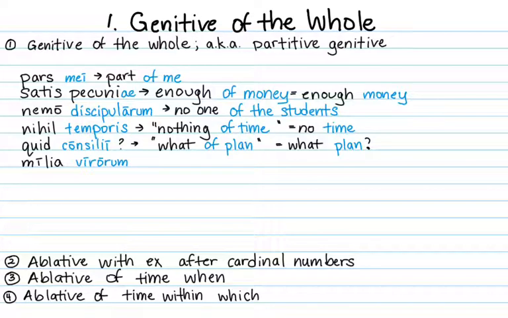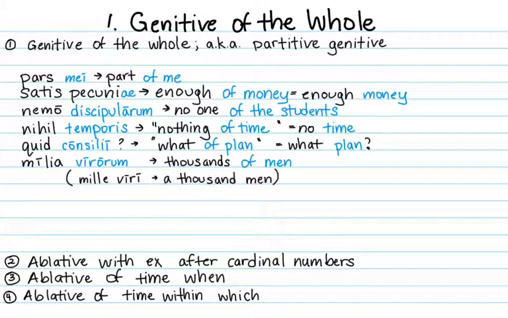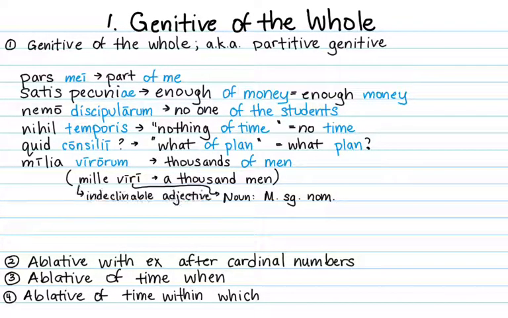Milia virorum, thousands of men. Compare that to mille viri, the regular adjective, which means 1,000 men. Milia is a noun, thousands of men. Mille is an adjective. So viri is a noun. Mille modifies that noun. Mille happens to be an indeclinable adjective, which means that there are no changes to the ending of mille, no matter what gender, number, and case the noun it is modifying is.